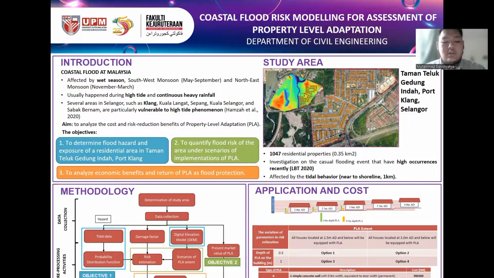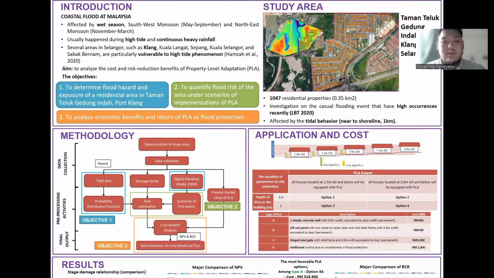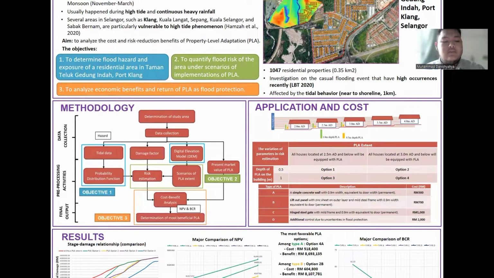The methodology or procedure in the study is divided into three phases. First is data collection, then pre-processing activity, and final output. The data collection starts with the determination of the study area, continuing with data acquisition based on the study area. The data required in the study is as shown here. It consists of tidal data, damage factor, digital elevation model or DEM, and present market value of PLA.